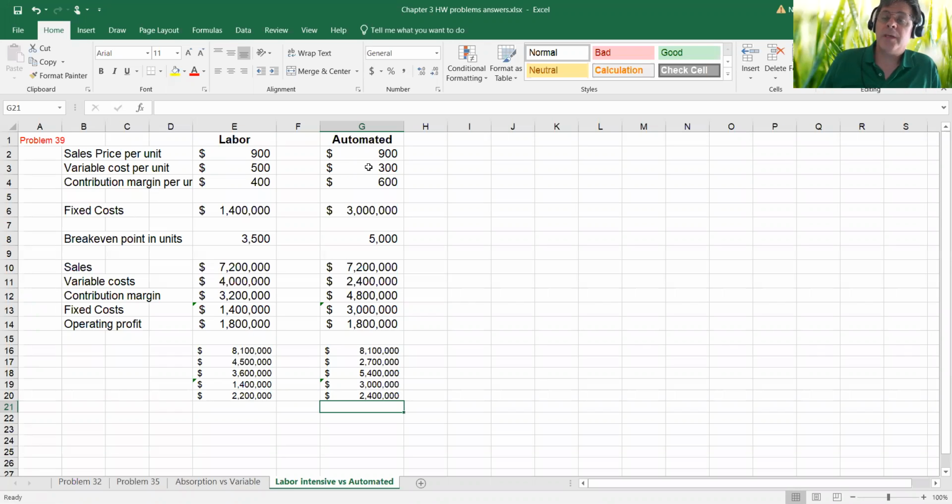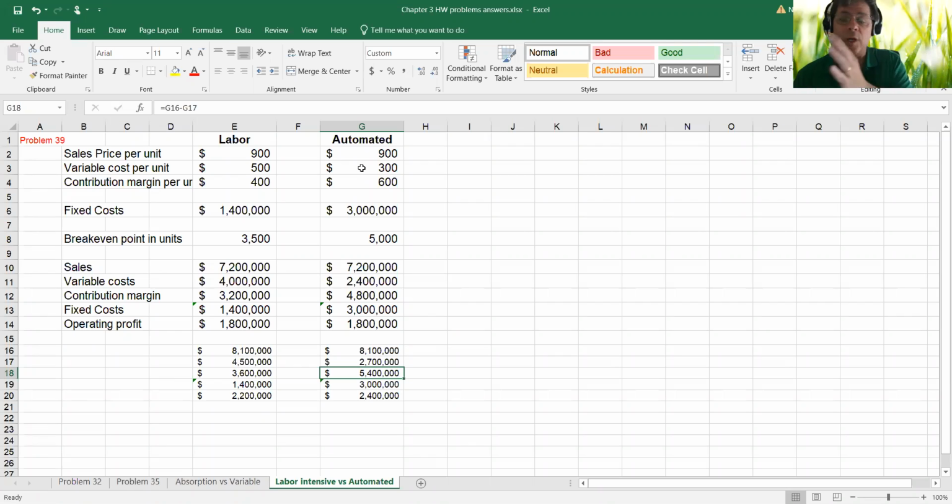Because once you have reached the break-even point, your profit goes up more using a leveraged process, which is what automation is typically, because your fixed costs continue to stay the same and your contribution margin is going up faster. Why? Because you have lower variable costs. So this is an example of automated being more highly leveraged than the labor intensive process.